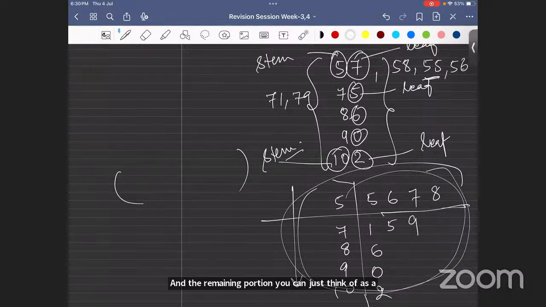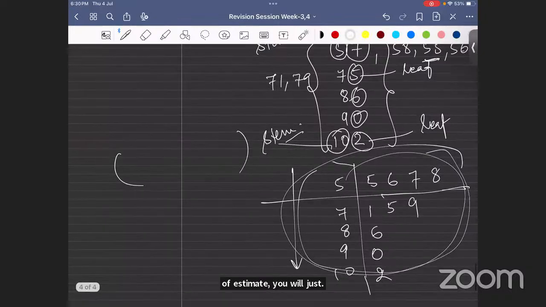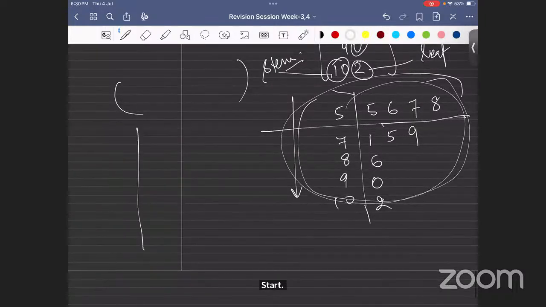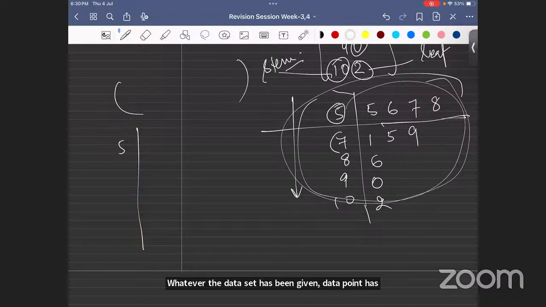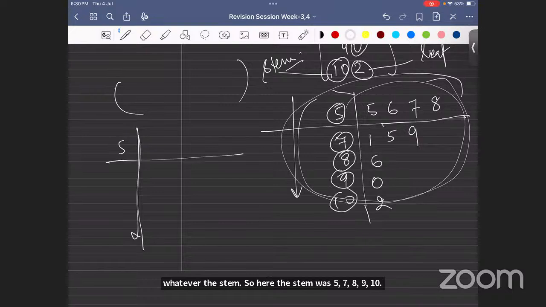Now, if you have to plot it in the form of a stem and leaf, you just draw a line, and then whatever data points have been given to you, you put all those stems. Here the stems were 5, 7, 8, 9, 10. You put them in ascending order from up to down, and then arrange the leaves from left to right in ascending order. This is what your stem and leaf is. I guess this is clear.